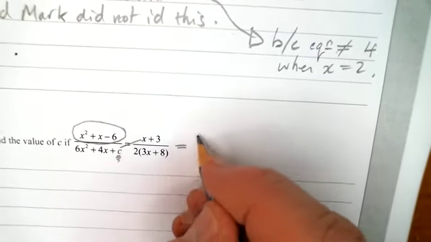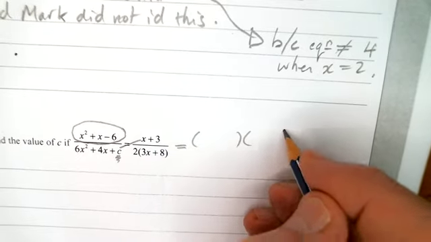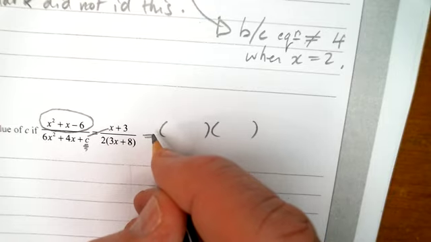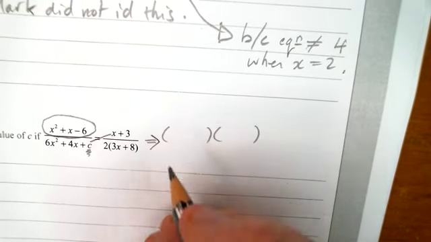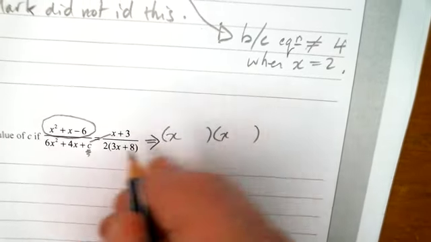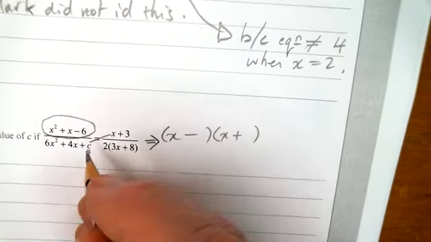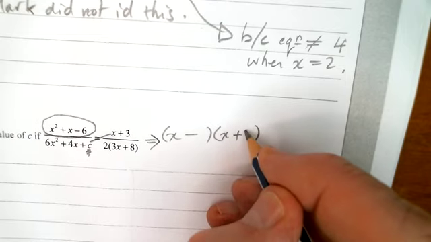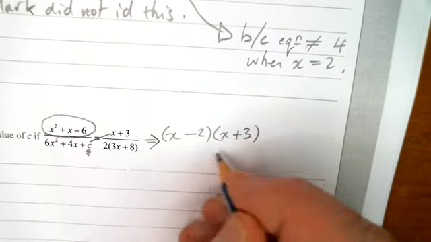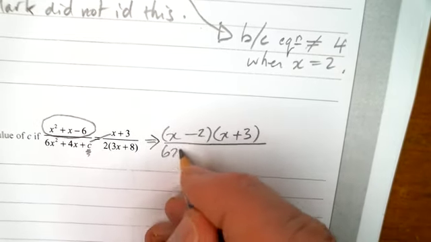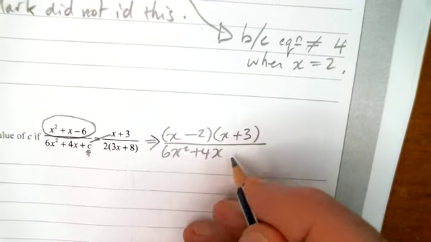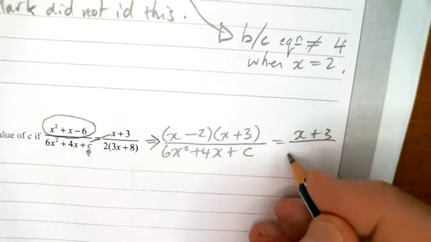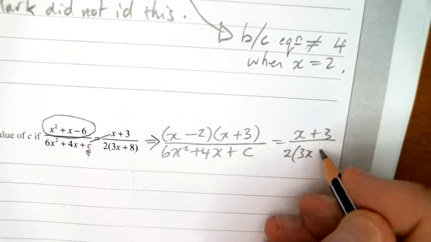So this thing here, if we just factorize that plainly, that implies this is going to be an x and an x. Signs are different. Biggest one is going to be 6, and it's going to be 3 and 2. So it's going to be a positive 3 and a negative 2. And that's going to be over 6x squared plus 4x plus c. And all that's equal to x plus 3 over 2, 3x plus 8.